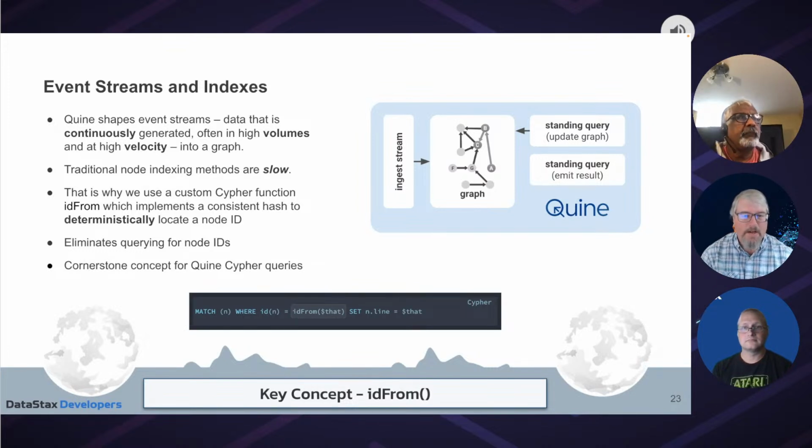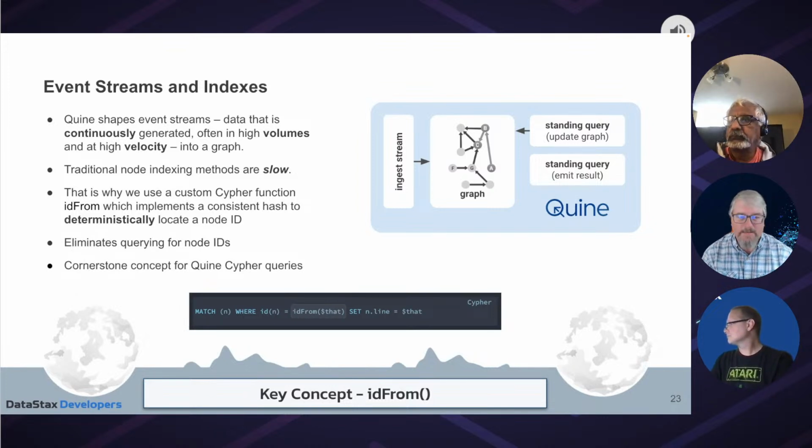You can't just know where the node is going to go to be indexed inside of a graph. With Quine, we introduced a function called idFrom, which basically takes any number of inputs, and generally it's going to be something that is a namespace type of value, and then something unique from the data, to deterministically calculate what the node ID is going to be.